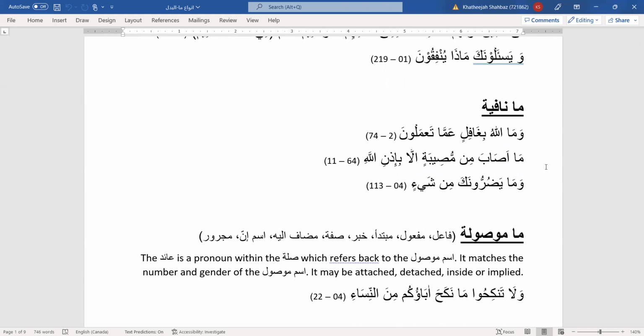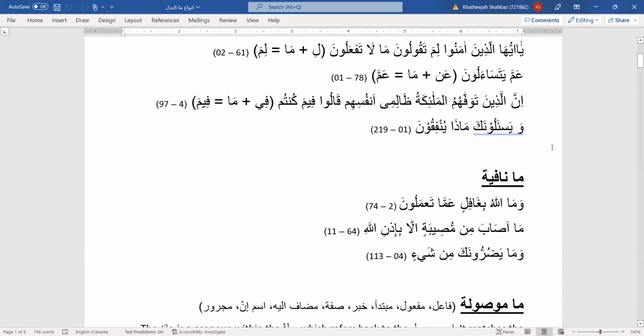Wamallahu bighafilin amma ta'malun. This amma here is also a combination of an and ma. But if you compare it with the other one, over there it was an plus ma too, but it didn't lose its alif. Over here it lost its alif and became amma. That's a good question. This ma is not ma istifhamiyya. It is ma mawsula. Losing the alif only happens when it is ma istifhamiyya.